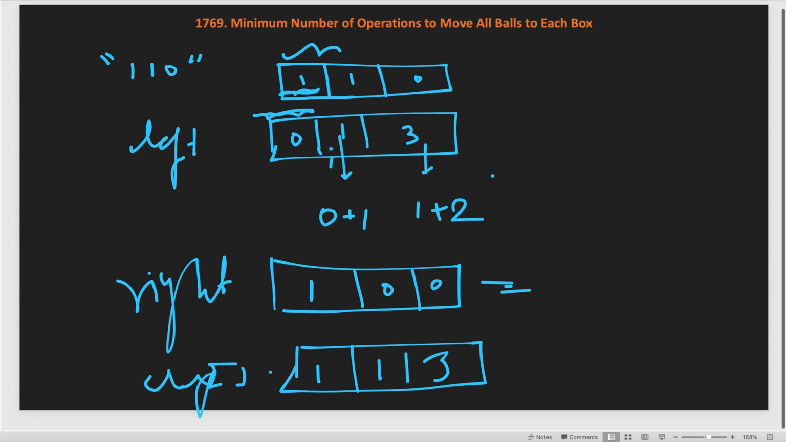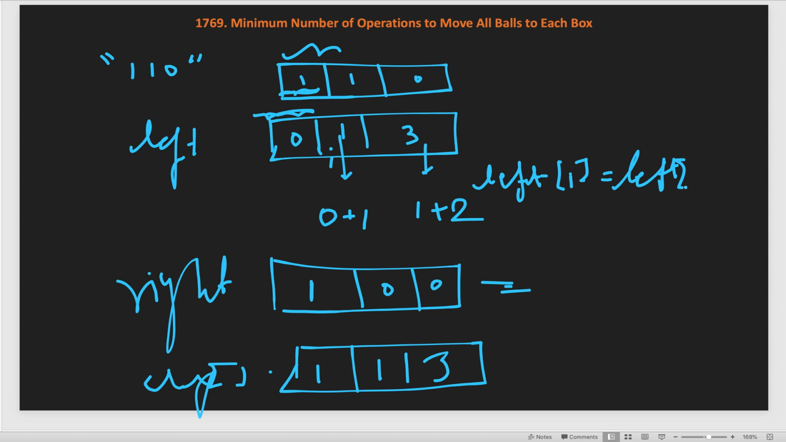What equation will we follow here for left of I? We will follow: left of I is equal to left of I minus 1 plus the number of balls encountered before the I. So, let us say left count, or let us just simply call it count.